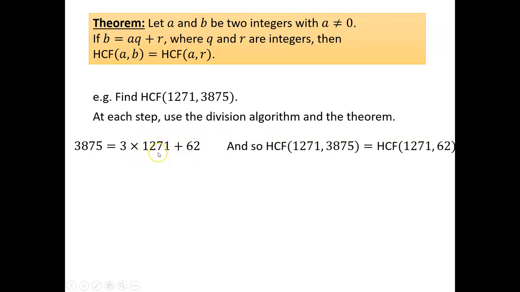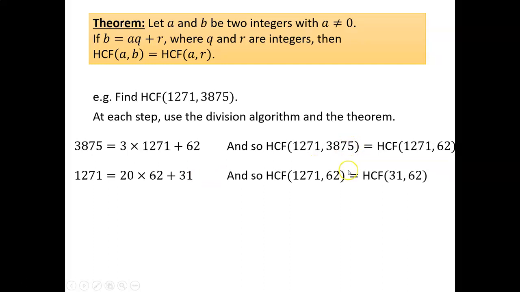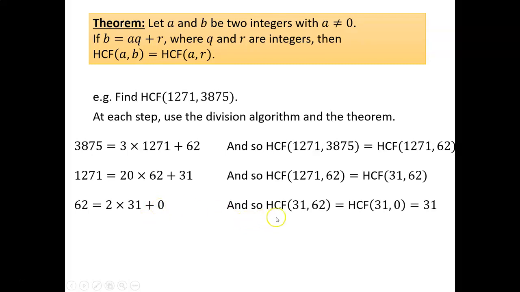So 1,271 is equal to 20 times 62 plus 31. So I'm now looking for the highest common factor of 31 and 62. 62 is equal to 31 times 2 plus 0. But no remainder there, so I stop. So what I can say is that the highest common factor of 31 and 62 is 31. And then I can work my way back up these statements to say that the highest common factor of my two original numbers equals 31.